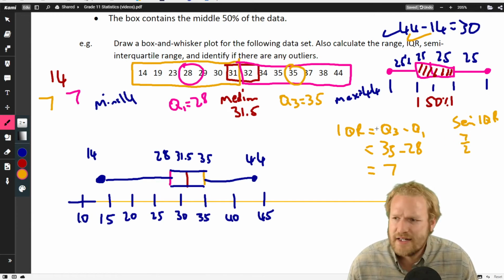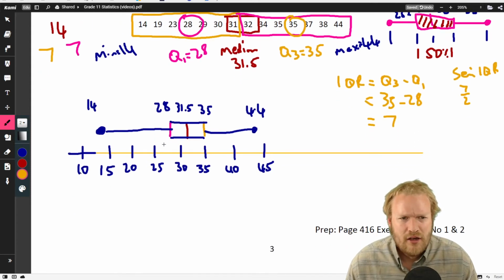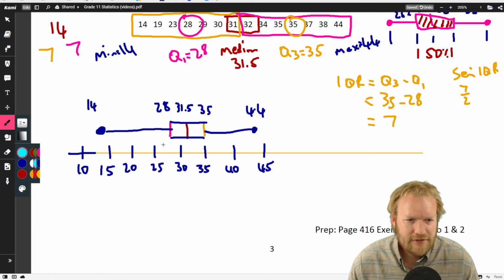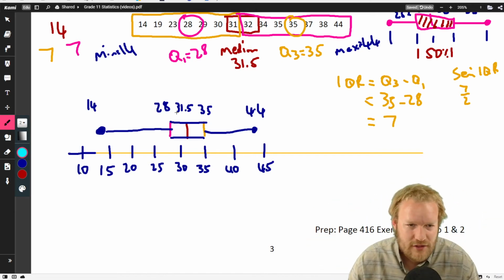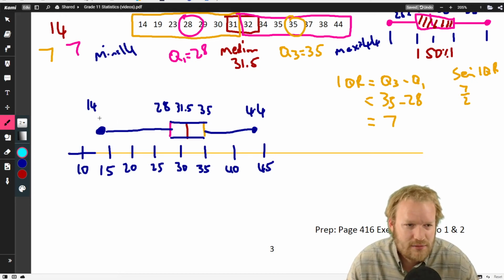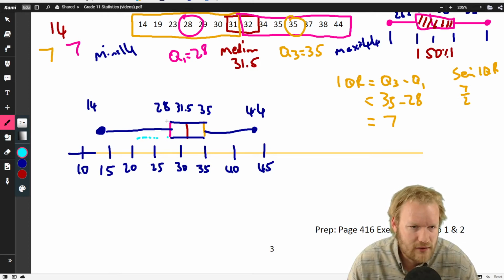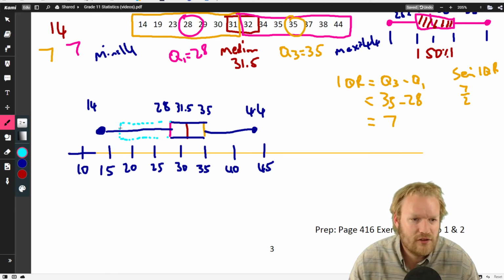And identify if there are any outliers. How we're going to describe our outliers is, if we look at our interquartile range and multiply it by 1.5, so if we take this box and make it 1.5 times as big, are these points to the left of it? So this box here, 28 to 35, that's 7. If we drew it down to 21 and another half, so it's 7, another 3.5, so down here to 17.5. So that's within 1.5.